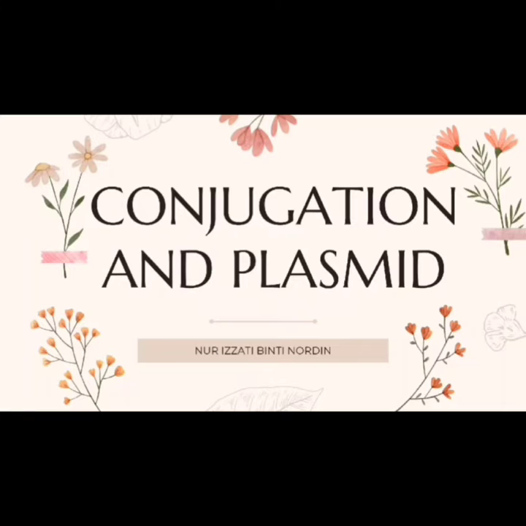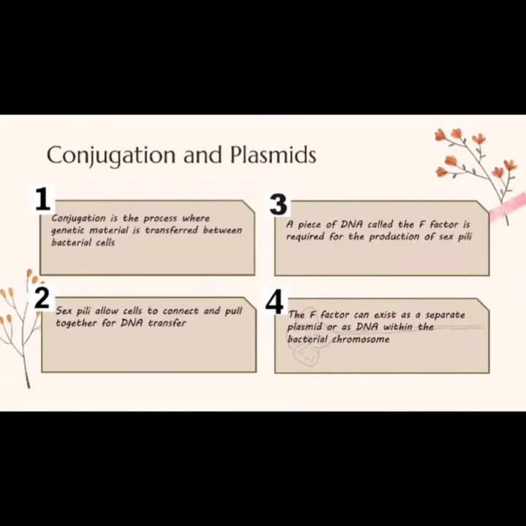Today, I would like to present about conjugation and plasmid. Number 1, conjugation is the process where genetic material is transferred between bacterial cells. Number 2, sex pili allow cells to connect and pull together for DNA transfer. Number 3, a piece of DNA called the F factor is required for the production of sex pili. And number 4, the F factor can exist as a separate plasmid or as DNA within the bacterial chromosome.